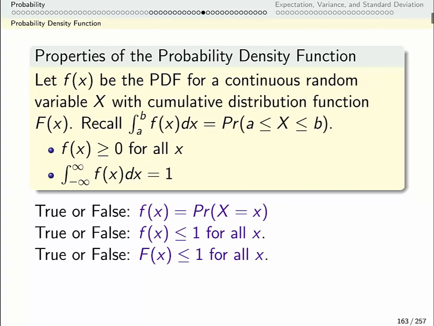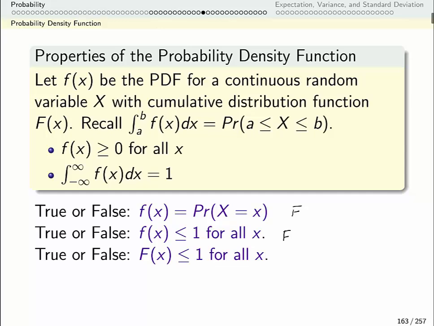Why don't you pause the video for a second and think about these next two true or falses. The second true or false kind of expands upon the first one. A probability density function is not a probability. It actually can be greater than 1, just as long as the total area under the curve is not greater than 1. So probability density functions can be greater than 1.